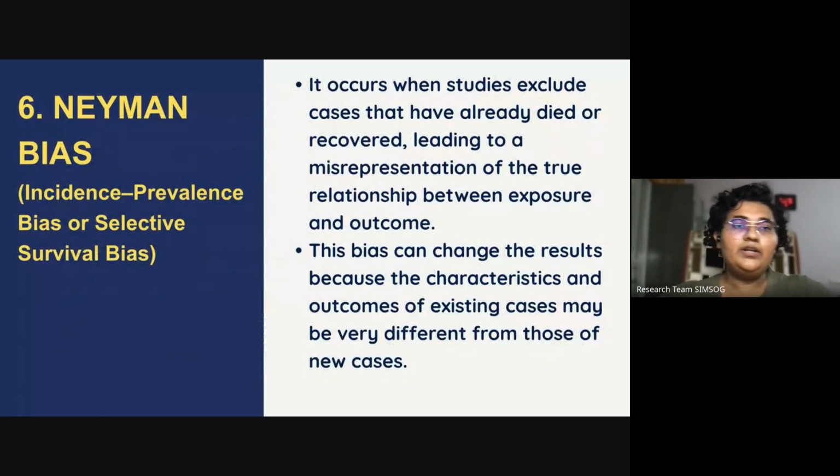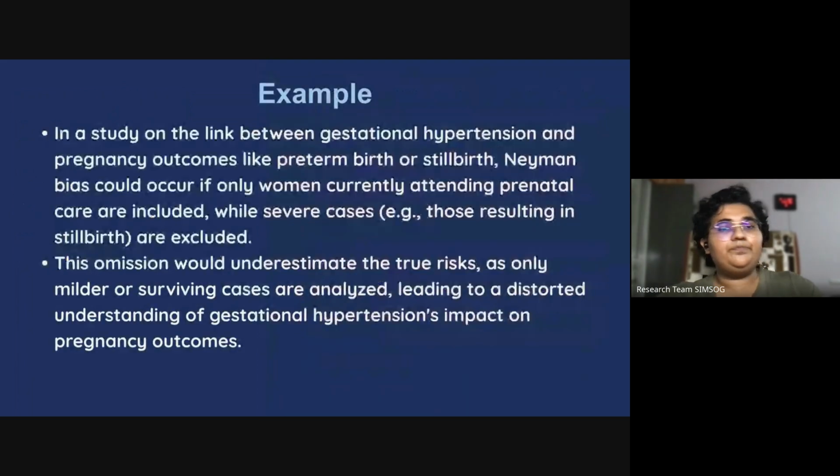Now, let us talk about Neyman bias, also known as incidence prevalence bias or selective survival bias. This occurs when studies exclude cases of patients who have already died or recovered, because this leads to a misrepresentation of the true relationship between the exposure and the outcome. This bias can change the results, because characteristics and outcomes of existing cases are very different from those of new cases or of those cases that we have excluded. Let us see an example.